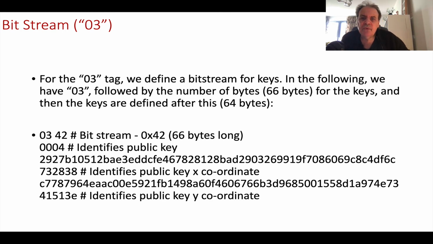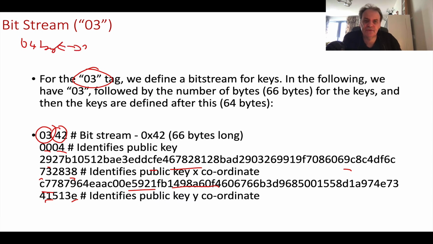Okay, so this is an example with the 03 tag, and we get to 03. We then get the length of the key in the number of bytes. That's 42 hex, which is 66 bytes. So the 66 bytes, if we counted them after it, would identify the bit stream that we're going to have. In this case, we only need 64 bytes to give us 512 bits. So 2 of the bytes aren't actually used, and that's the 2 bytes at the start.